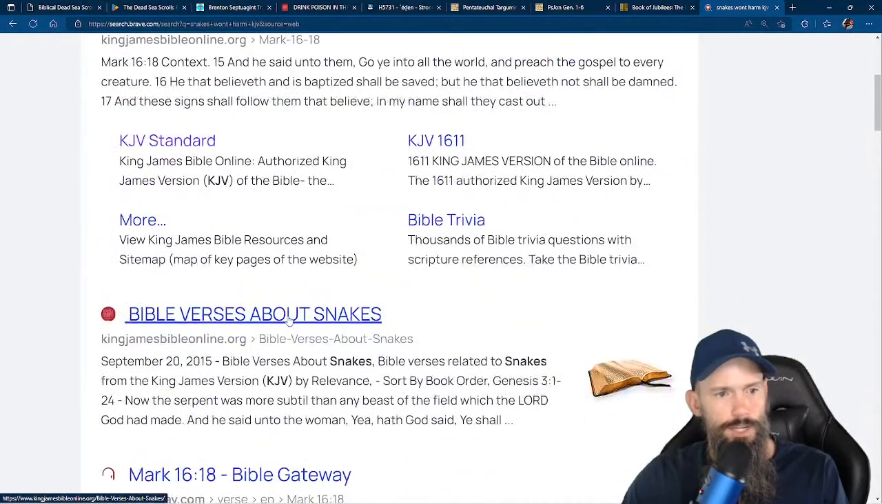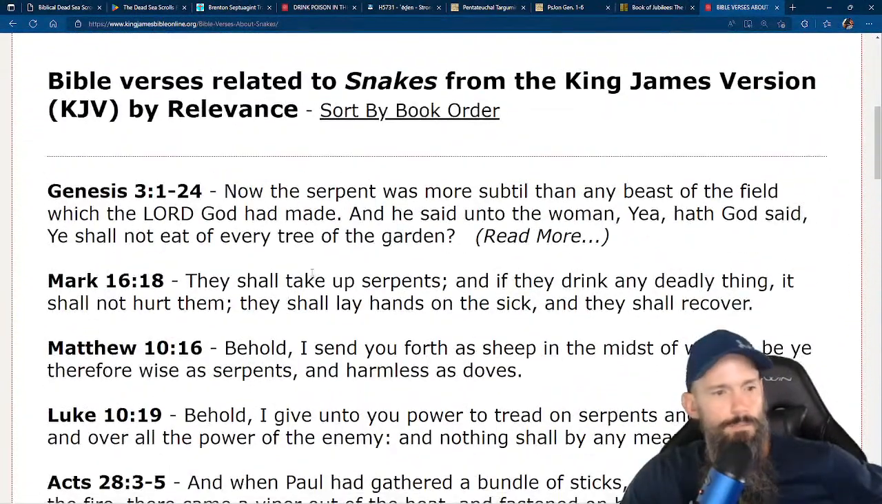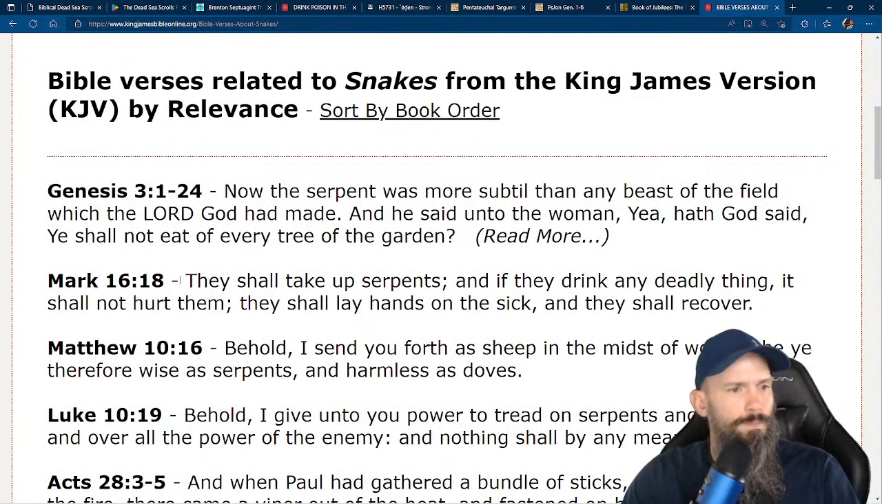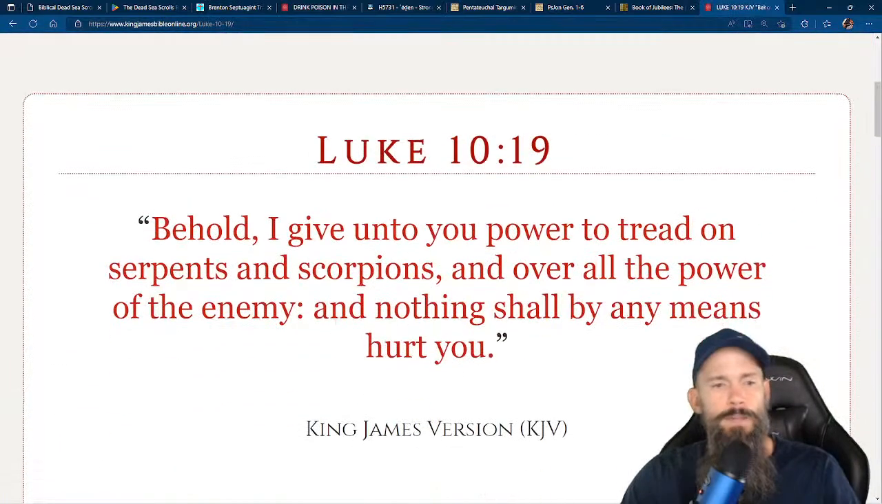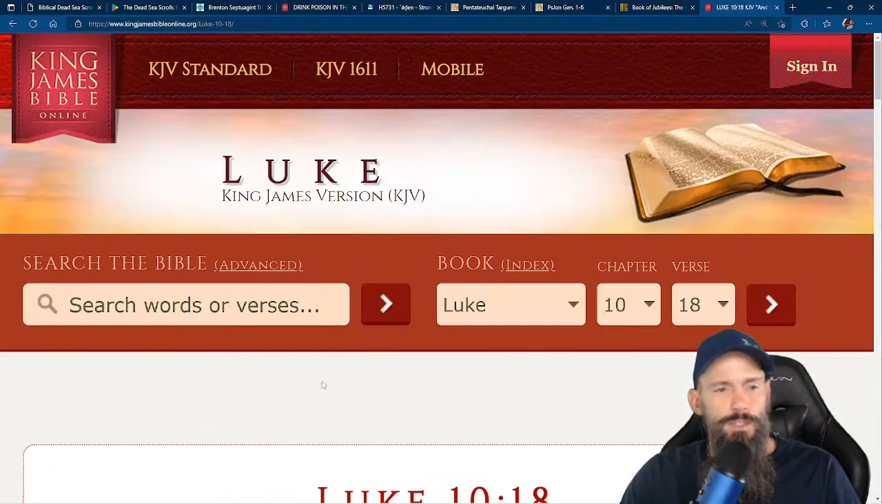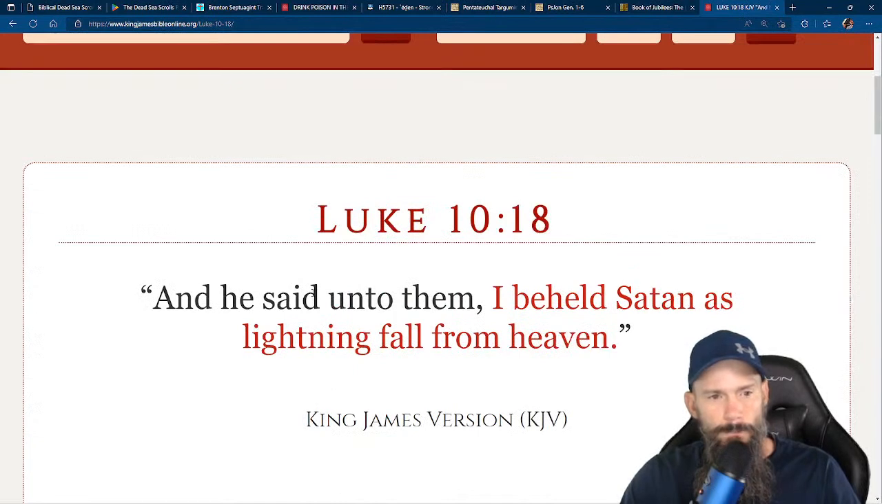It's interesting to check it out. I always compare scripture to scripture. There we go. Luke, let's go back a little bit. 10:18, he said, and then I beheld Satan as lightning fall from heaven.